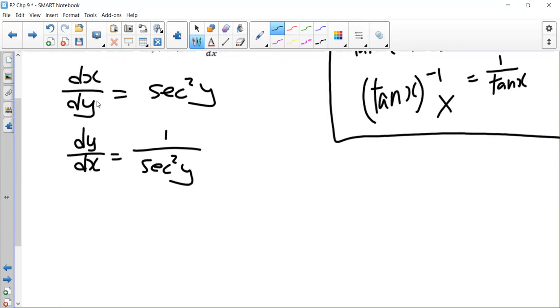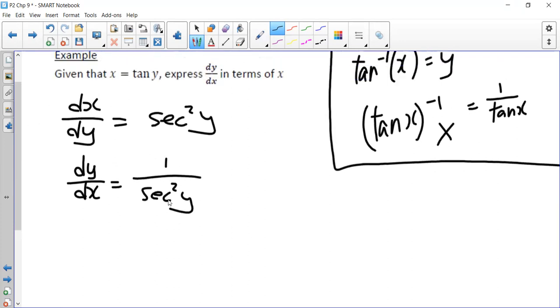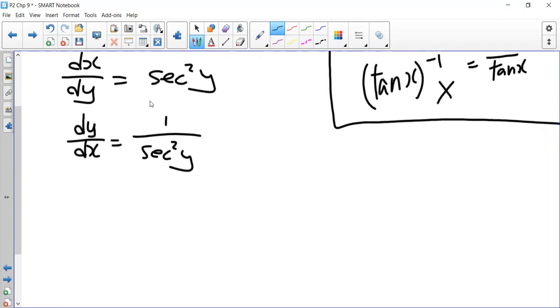Why an identity? If you want to turn y into x, we need to somehow make a connection between x and y, because x relates to tan y. So somehow you need to bring this to a tan so we can start to relate to x. So I'm going to use the identity, giving 1 over 1 plus tan squared y.